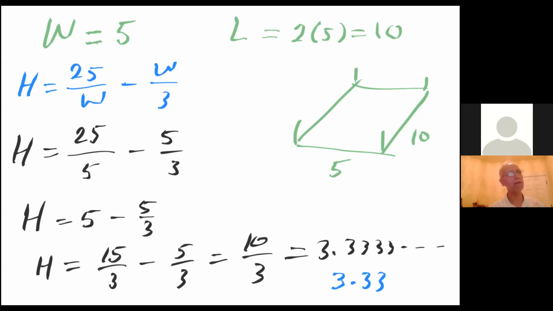So I know that my height to 2 decimals is 3.33. This problem would make a really good, simple problem for Math 151 calculus. But I hope you enjoyed this, just knowing that you can actually figure out these problems using algebra.